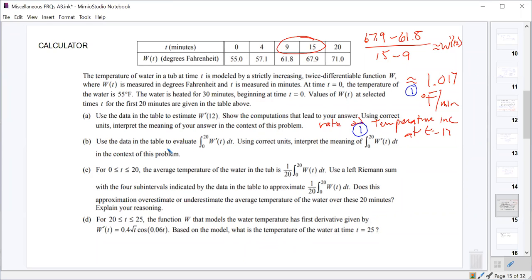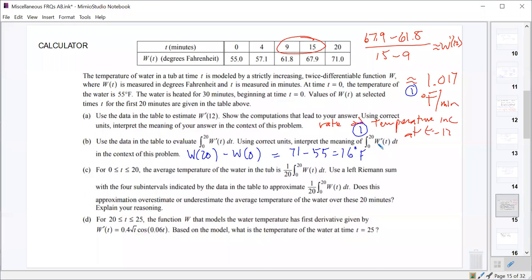All right, part B, we want to use the data to evaluate the integral from 0 to 20 of W prime. So that ought to be W of 20 minus W of 0, shouldn't it? Right. Integral of W prime is just W, and evaluate the upper and the lower. So what's W of 20? It's 71 minus 55. That one should be pretty straightforward. 16. And this is 16 degrees Fahrenheit.